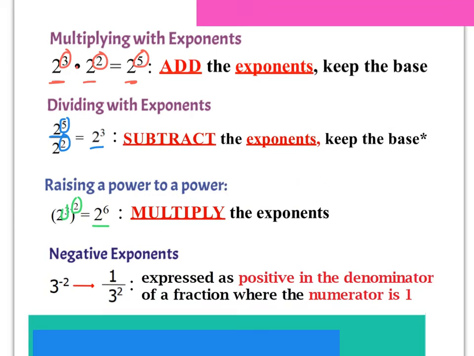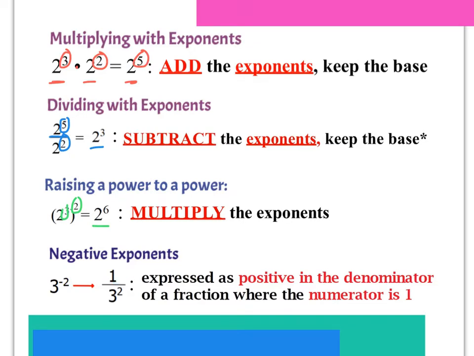And then lastly, and the hardest one, is negative exponents. When we have a negative exponent, it can be expressed as a positive exponent in the denominator of a fraction where the numerator is 1. So 3 to the negative second is the same thing as 1 over 3 to the positive second.